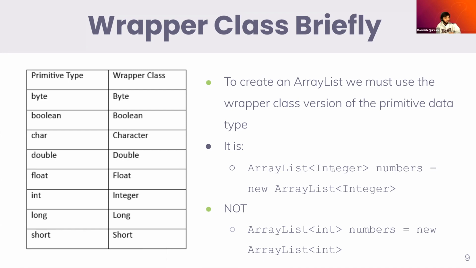So if I wanted to create an array list of doubles, what is the wrapper class for the primitive data type double? Can I see it in chat?